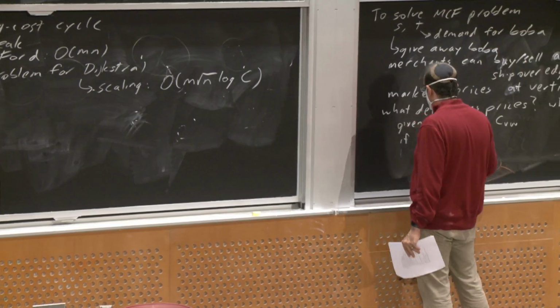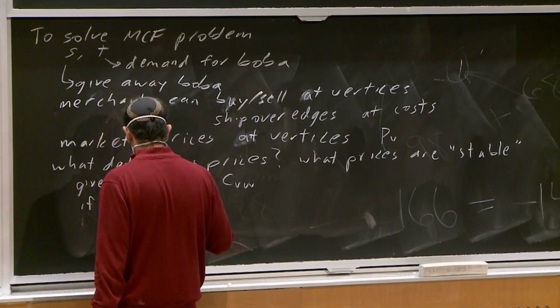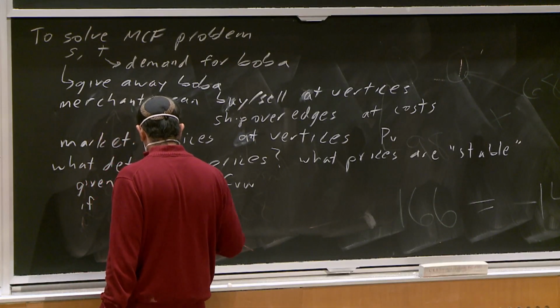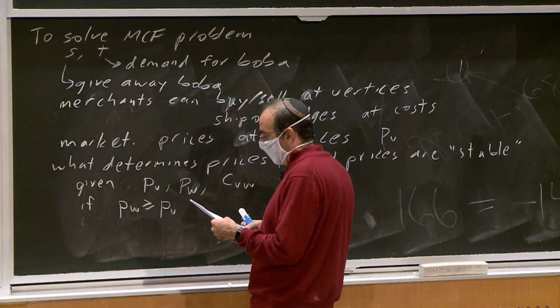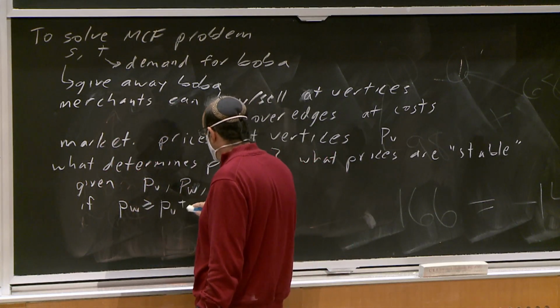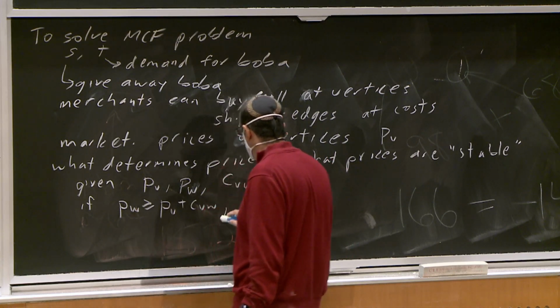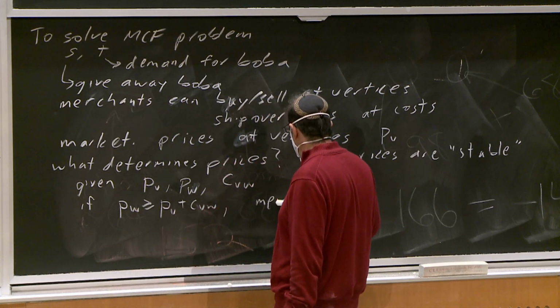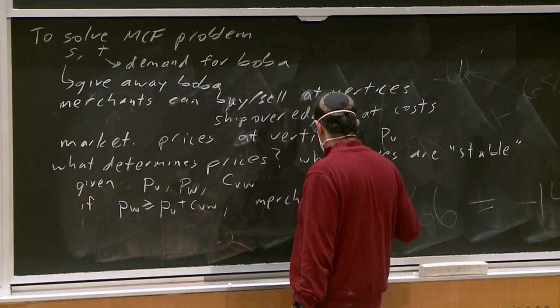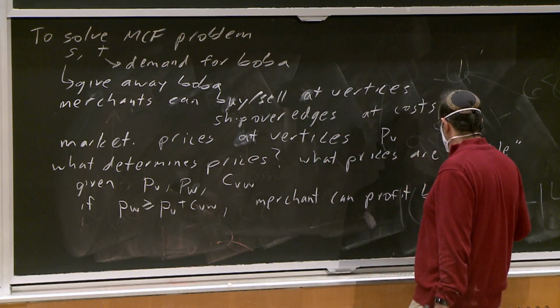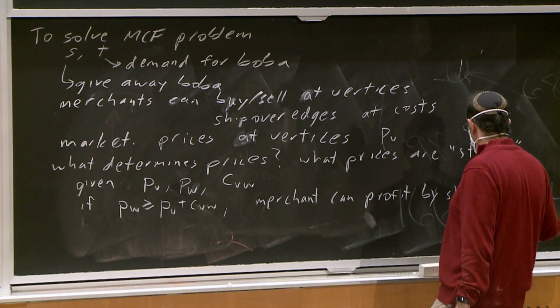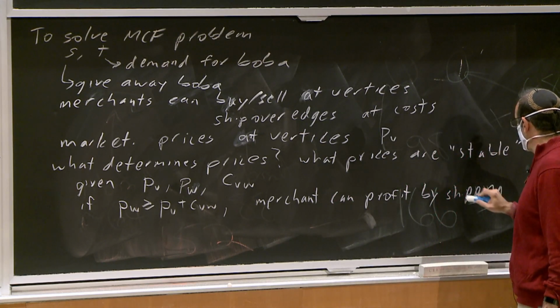So if PW is larger than PV plus CVW, then a merchant can profit by doing this kind of shipment.